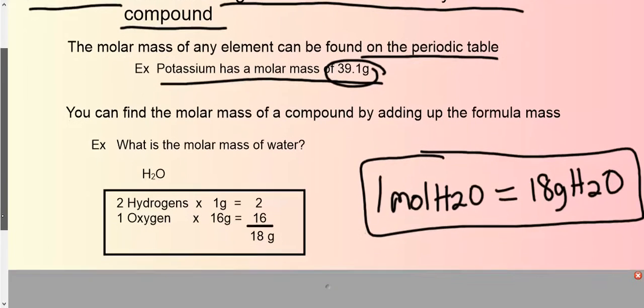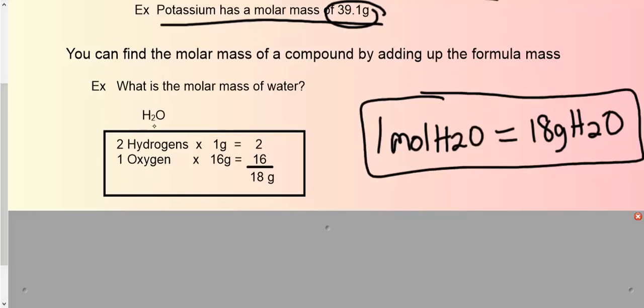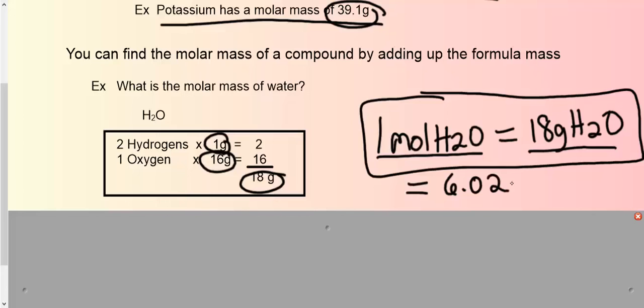Like for instance, water. A water molecule has 2 hydrogen atoms and 1 oxygen atom. So I'll just multiply 2 hydrogen by 1 gram. That comes from the periodic table under hydrogen. 1 oxygen by 16 grams, again from the periodic table for oxygen. Multiply across and add, and I will get that the molar mass of water is 18 grams. That means that 1 mole of water has a mass of 18 grams. It also contains 6.02 times 10 to the 23rd molecules.